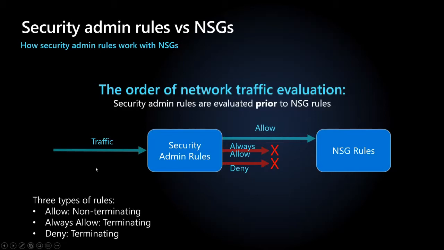to NSG. So for example, if the traffic comes to secure admin rule and it is allowed by one of the secure admin rules, then it's gonna be passed to the NSG rules. Okay, but if you have some traffic, let's say hit by always allow rule, then automatically it's allowed without going to the NSG rules, and deny is the same as well. So this is the illustration of how this works.